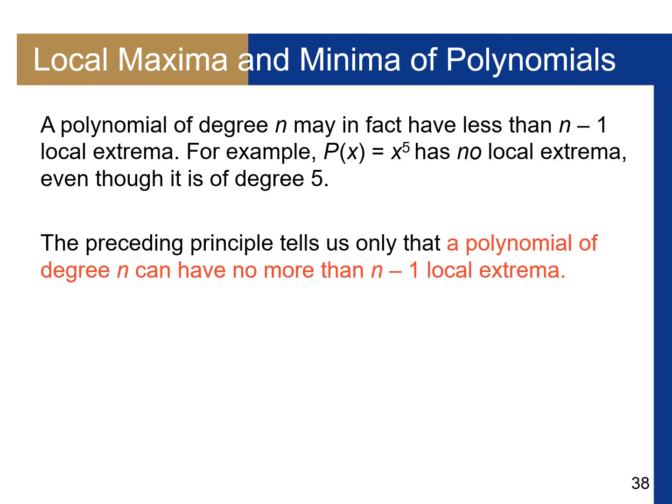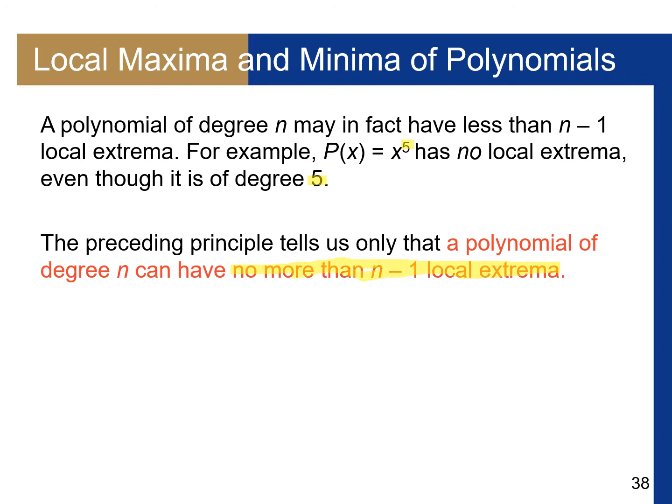A polynomial of degree n may in fact have fewer than n minus 1 local extrema. For instance, x to the 5th power has no local extrema even though it is of degree 5. So the preceding principle tells us only that a polynomial of degree n can have no more than n minus 1 local extrema.